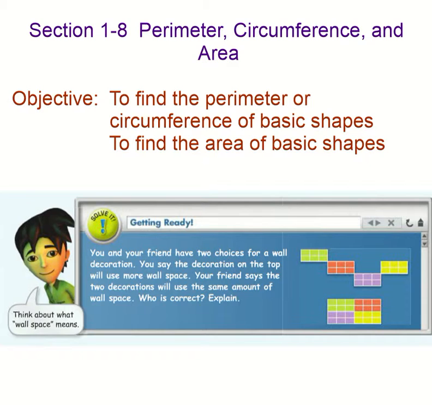And so if we look at the actual space the shapes are covering, these shapes are actually covering the same amount of space. However, your friend's wall decoration is more condensed, so may appear to be taking up less wall space, whereas yours is more spread out. And so it appears like it's taking up more wall space, but if you add up all of their areas, you're going to get the same area as what your friend has.